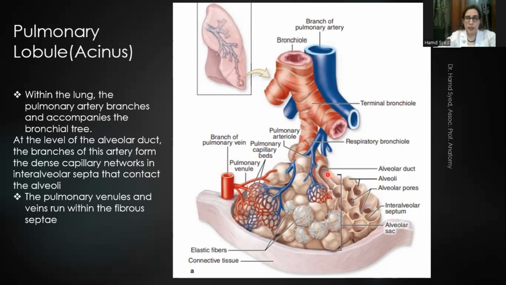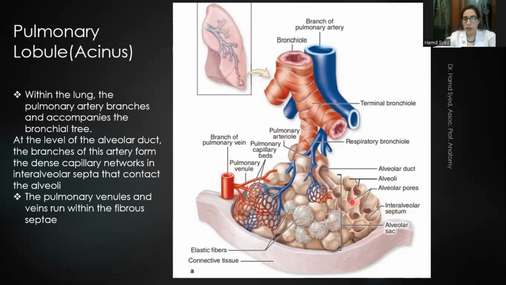At the level of the alveolar duct, the branches of this pulmonary artery form dense capillary networks which are present in between the alveoli, or we could say they're present in the interalveolar septa that contact the alveoli. The pulmonary venules and veins, if we look at them over here, are not present alongside the bronchiole, but they are present in the connective tissue which is present between the pulmonary lobules.